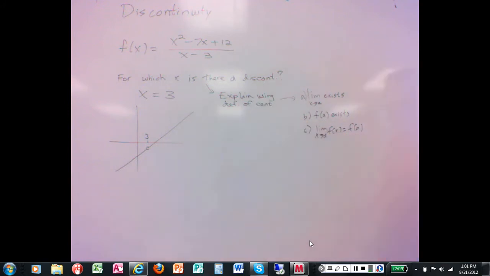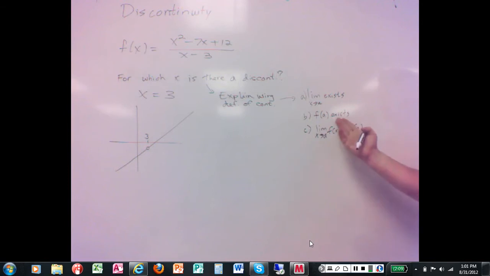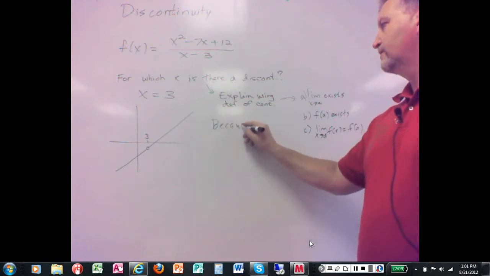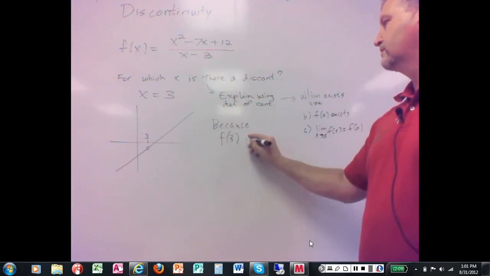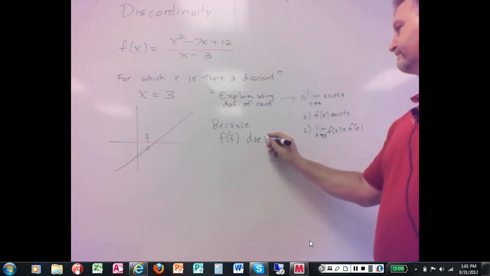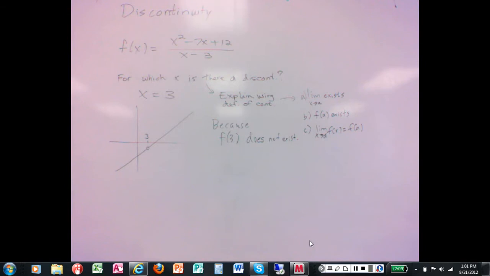Now, which one falls through here? The limit does exist. But as we were saying, the function value doesn't exist, or doesn't have a value. Okay. All right. So anyway, that's what we did before.